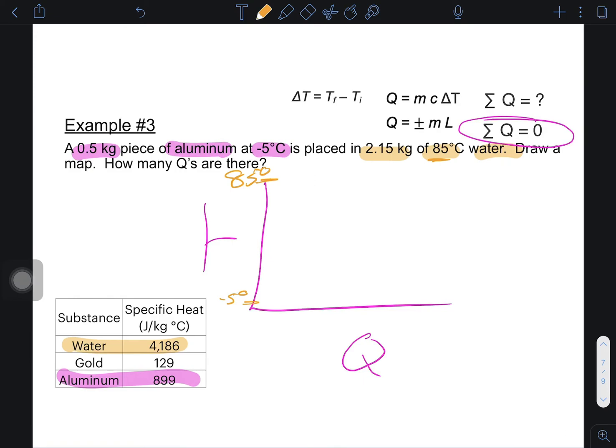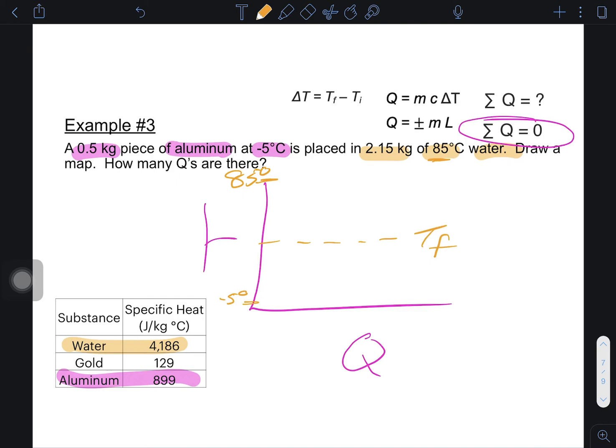Now, could a phase change occur? The answer is yes. Water could freeze if we were to get all the way to here, we would have a phase change occur. It's not going to happen in this week's section, just so you know, but it could. That really cold aluminum could potentially cause my water to freeze. If you look at the masses and the specific heats, I hope you realize that's not going to happen, but it could.